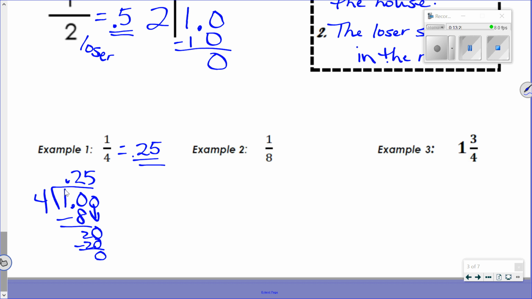Next one. 1, he's the winner. He goes in the house. The loser's out in the cold. My decimal comes straight up. It's going to go once, so I'm at a 2. Still not a 0, so I bring another 0. That's going to go twice. 16 gives me a 4. Still not a 0, so I add another place. 40 goes 5 times. Now I finally hit 0, so I'm done.